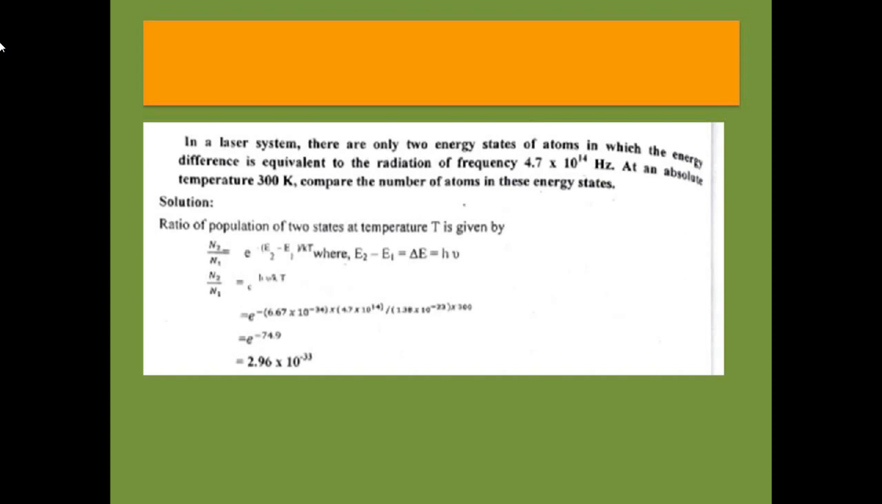The ratio of the population of the two states at temperature T is given by N2/N1 = e^(-(E2 - E1)/kT), where E2 - E1 we write as ΔE = hν. So e^(-hν/kT), where h is Planck's constant, ν is frequency, k is the Boltzmann constant, and T is temperature. When you substitute, you will arrive at e^(-74.9), and when you solve e^(-74.9), you will get 2.96 × 10^-33.